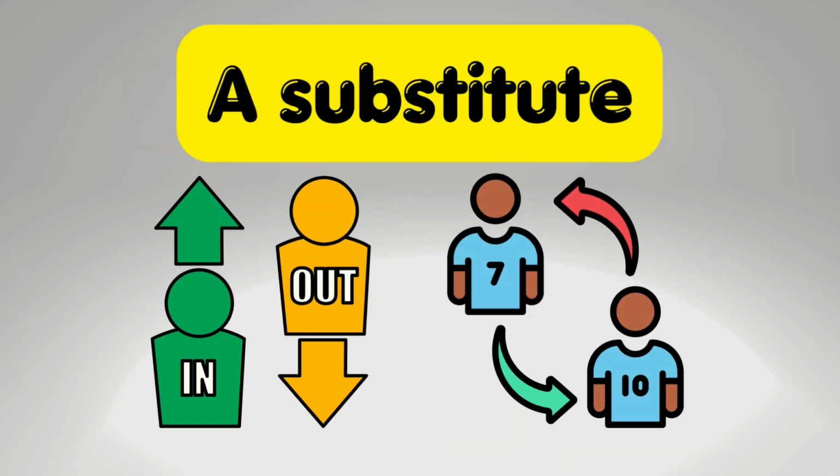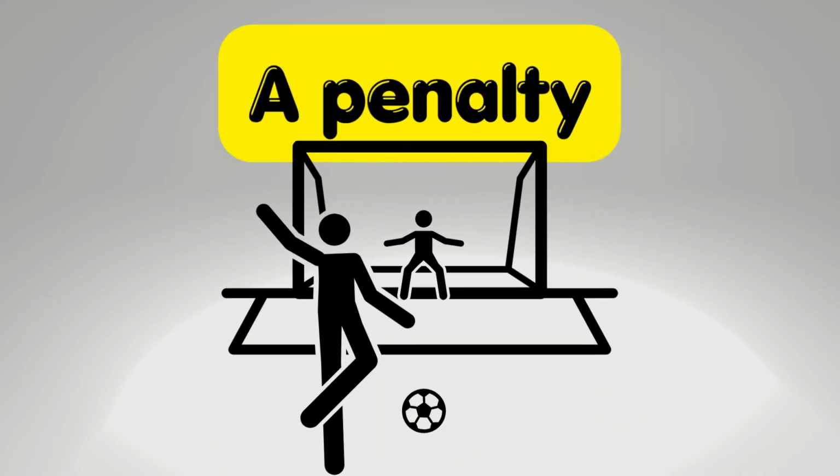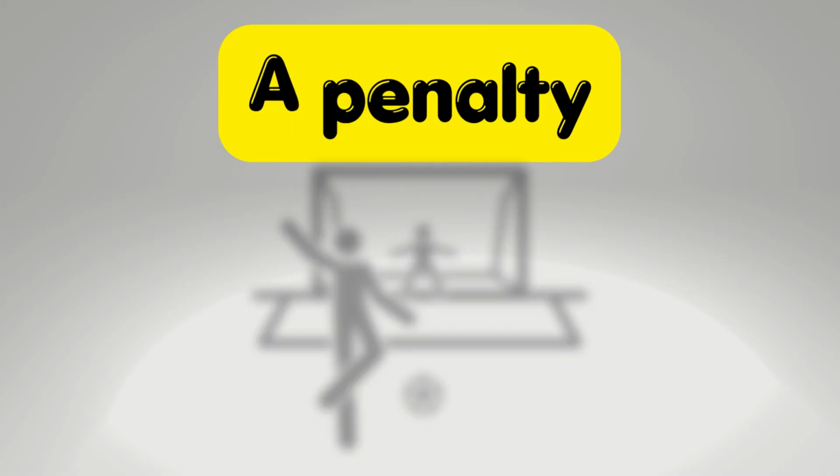A substitute. A player who comes on to replace another. The verb is to come on. For instance, he came on as a substitute in the 70th minute. A foul. An illegal move against another player. Committing a foul can earn a yellow or red card. A penalty. A free shot at goal from the penalty spot, awarded when a foul happens inside the box. This is high drama every time.